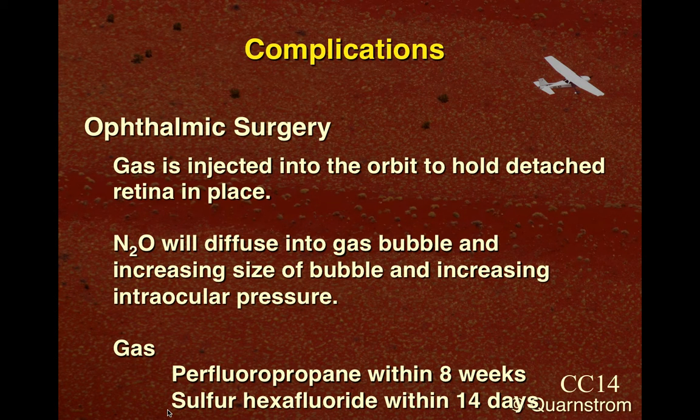The problem with a gas bubble in the eye is nitrous will diffuse into any gaseous spaces in the body, including this gas bubble, and it would increase the size of the bubble and increase the intraocular pressure, which is not something you'd want to do. There are two different gases that they use, and I'm not going to attempt to pronounce this first one. Its bubble will be gone within 8 weeks. It takes about 8 weeks for it to be resorbed. The sulfur hexafluoride gas they also use is gone within about 14 days. So that's a little bit less of a problem. But if they've had any sort of ophthalmologic surgery, they want to talk to their doctor about using nitrous.